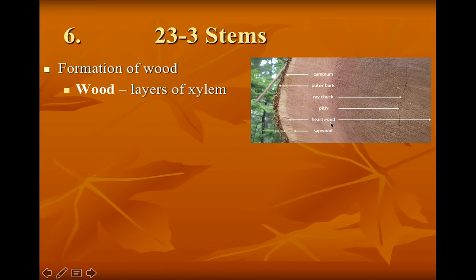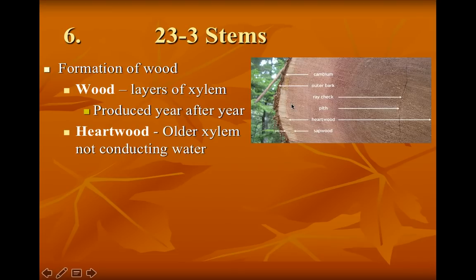Okay, so wood that you would see in a tree trunk is actually the layers of xylem. And so year after year, more and more xylem is produced, and ultimately causes this tree trunk to get wider and wider. Now there are different types of xylem, and you can actually see it very clearly on this diagram. Notice how there are different colors. It kind of gets darker towards the middle and then lighter towards the outside, right?